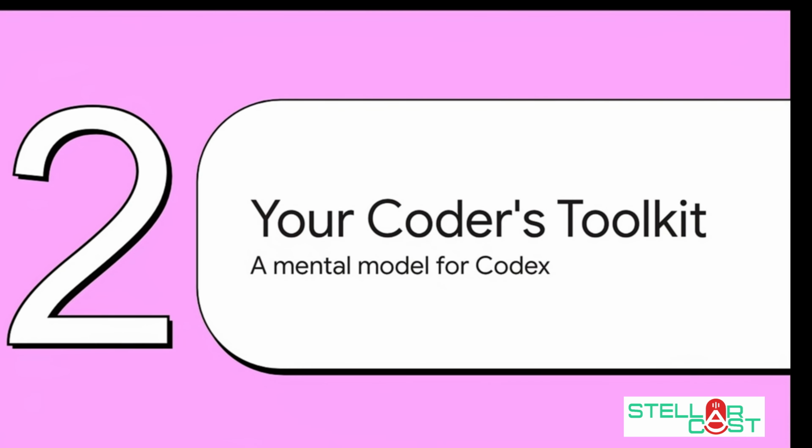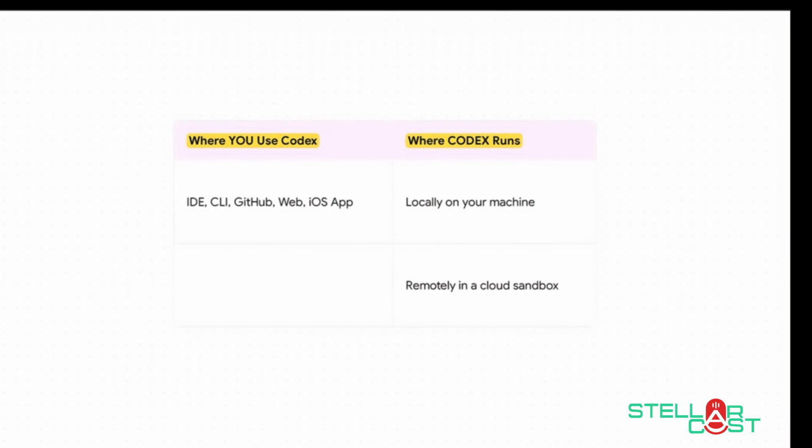So, to really get the most out of all this new power, you kind of need the right mental model. Let's break down how you should think about the whole Codex ecosystem. It really comes down to two key dimensions. It really just boils down to two simple questions. Where do you work, and where does Codex work? So on one side, you have all your interfaces, your IDE, the command line, GitHub, the web, even the app on your phone. And on the other side, you have the environment where the work actually gets done. Codex can act like a pair programmer, working right there on your local machine, or you can delegate those bigger asynchronous tasks to a secure sandbox in the cloud.